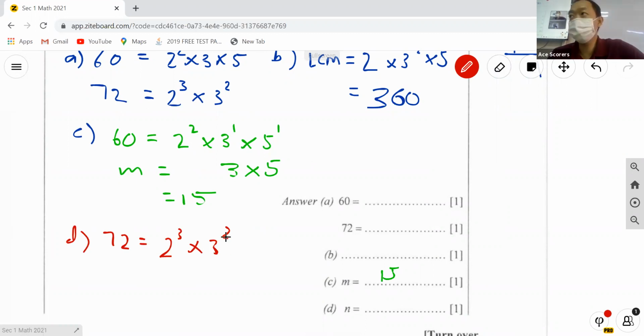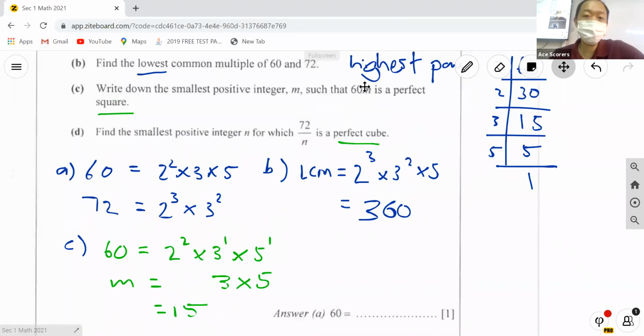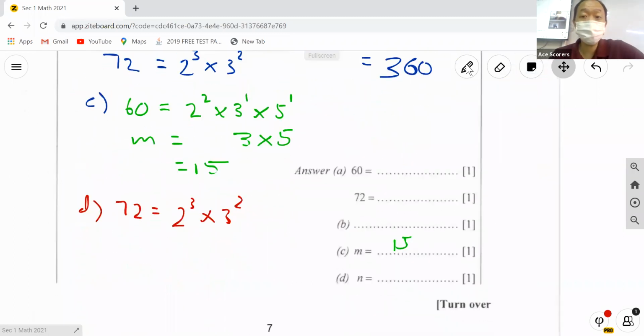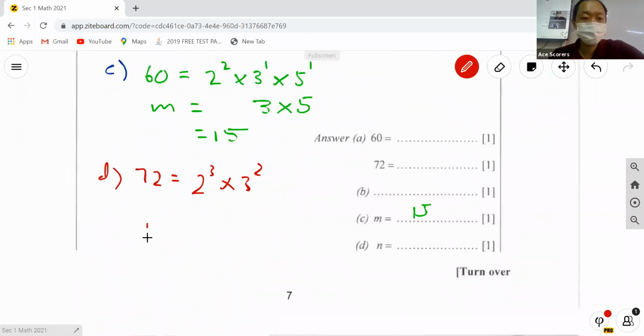This 3 squared is not fine, it's a square, but there's a problem. They say divide. Divide means remove, whereas multiplying by m means add. So we cannot add, we need to remove. So what's our n? To make this a perfect cube, we need to throw away this 3 squared. So n equals 3 squared, which equals 9.